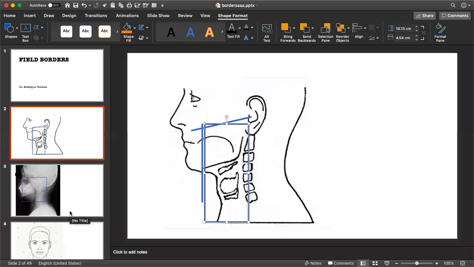Someone has asked about the posterior border for N0. For N0, posteriorly it should cover the mastoid tip. For N plus disease, it should cover the spinous process. Basically, you go up to the spinous process because you're involving the level 5 lymph nodes as well.